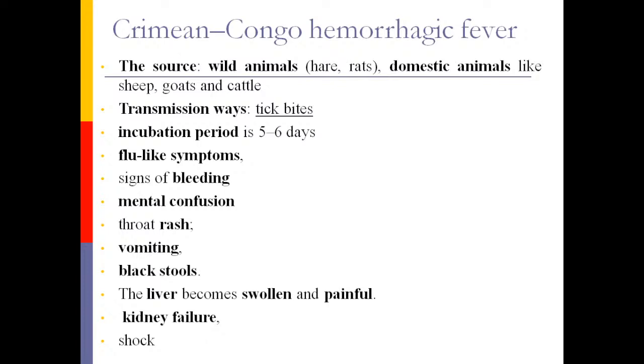This disease is characterized by flu-like symptoms like fever, headache, muscle ache, signs of bleeding, mental confusion, throat rash, vomiting, and black stools, black due to the presence of clotted blood, because there is bleeding in the intestine. The liver becomes swollen and painful, with kidney failure and shock.